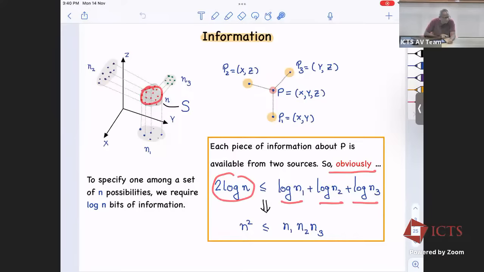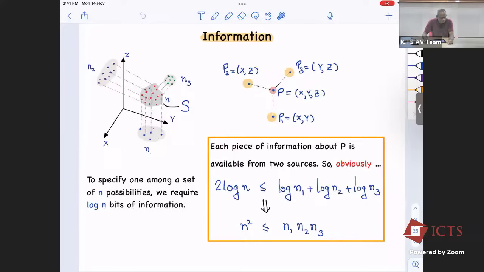And whenever one uses "obviously" in an argument, one should wonder. So why is it? Does this work in general dimensions? Yes, actually the Loomis-Whitney inequality is a statement about general dimension. Yes, in arbitrary D dimensions, this works.